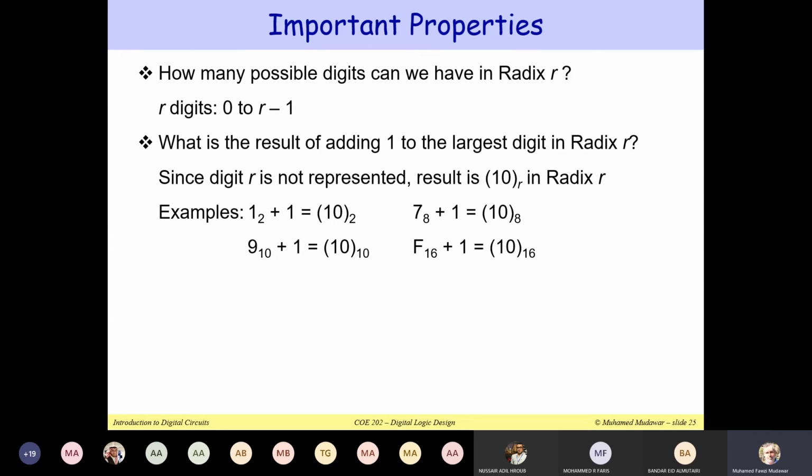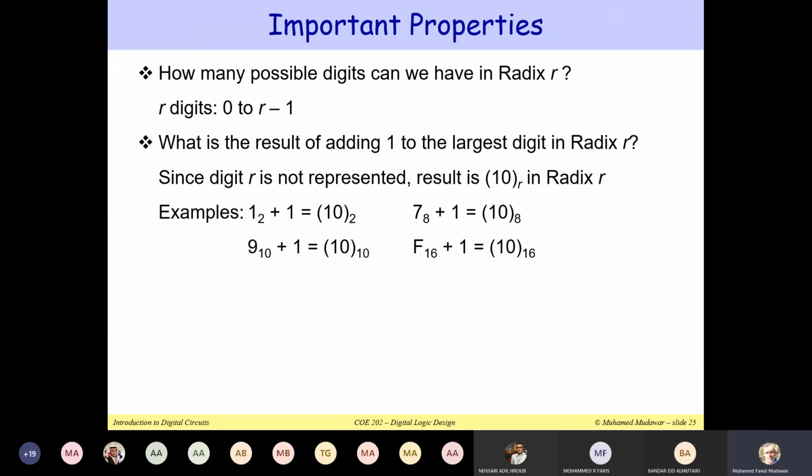If you add 7 plus 1 in octal, you get 8, but 8 is written as 1 0. If you add 9 plus 1 in decimal, you get 10, which is also written as 1 0. If you do it in hexadecimal, F is 15, and if you add 1 to it, you get 16, and 16 is written as 1 0 in hexadecimal.